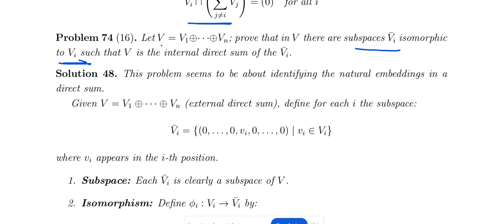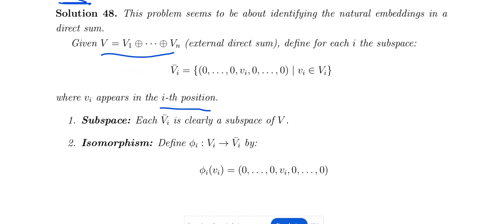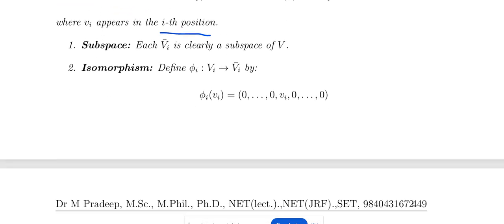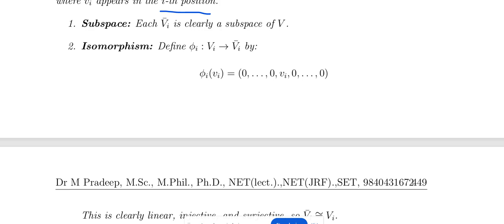So a subspace isomorphic to Vi will exist, that is, V is the internal direct sum of the Vi bar. V equals the direct sum. Define each Vi bar like this: 0, 0, only except the Vi coordinate, so Vi belongs to Vi. Vi appears in the ith position. So each Vi bar is clearly a subspace of V when you use the definition of a subspace.